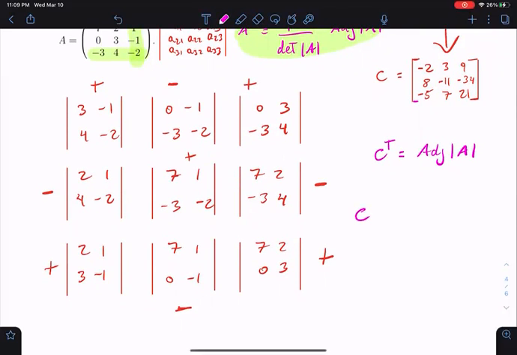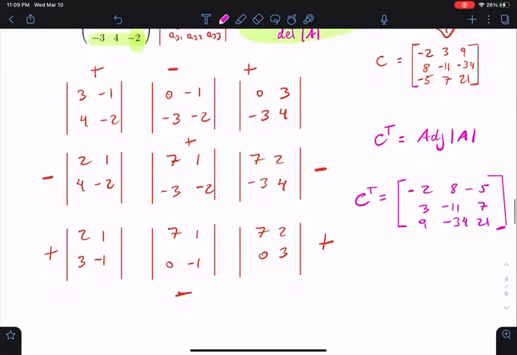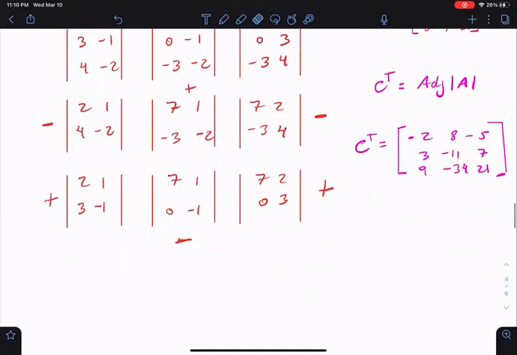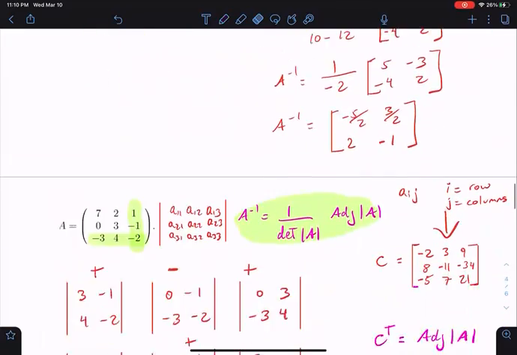So what's the transpose of matrix C? Well, that's very easy. The column 1 becomes row 1. So this is -2, 8, -5. Then you have 3, -11, 7. This is 9, -34, and 21. Okay. So this is the transpose of that. And we said that the transpose equals the adjoint. So the only thing I need to do left is find the determinant of this matrix, right? Which I didn't do yet.